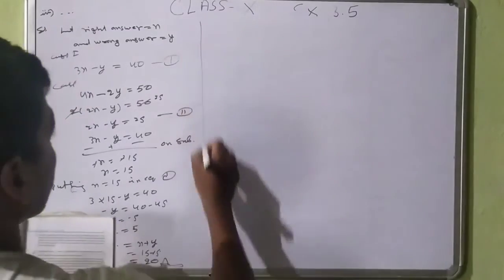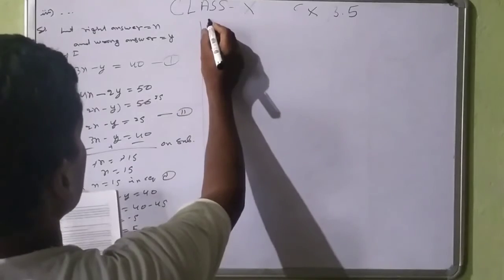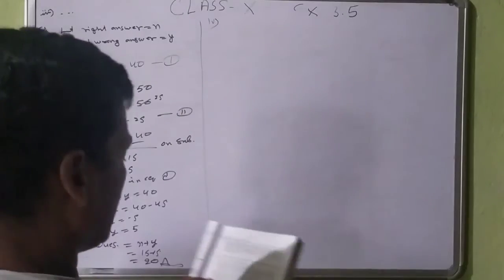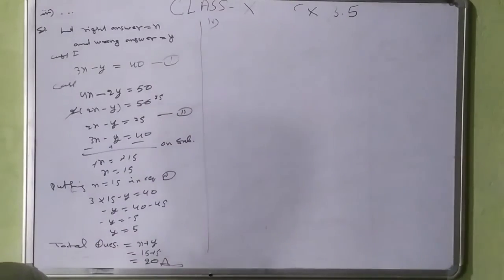Fourth part. Places A and B are 100 meters apart on a highway. One car starts from A and another car starts from B at the same time. If the cars travel in the same direction at a speed of, they meet in 5 hours.